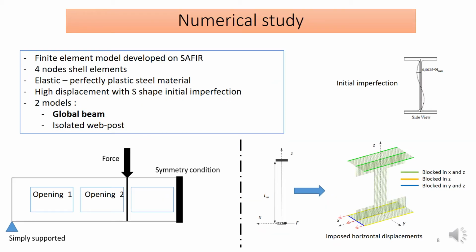So this numerical study will be based on two models, the global beam model at the left and an isolated single web post model at the right. Both models will use 4-node shell elements and an elastic perfectly plastic steel material. We made the calculation in large displacement, considering S-shape initial imperfections.